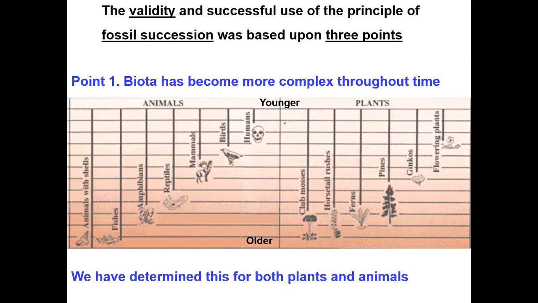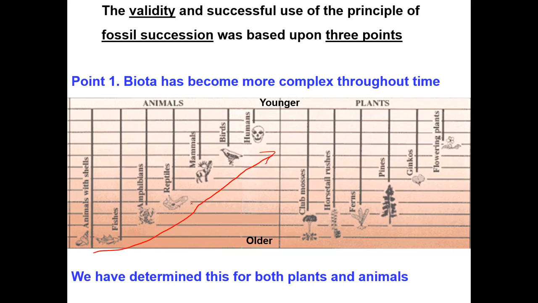So we've determined this for both plants and animals. They become more complex. So we find that older fossils, older rocks, are more simple. They contain simpler animals, and they get more complex, going from very simple animals such as sponges. I don't know if you're aware of things like this, but sponges and corals are types of animals. They're very simple types of animals, the most basic kinds of animals. And then we get more and more complex: mammals, amphibians, birds, humans.